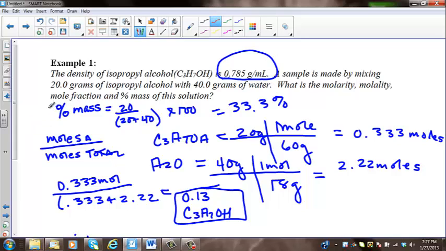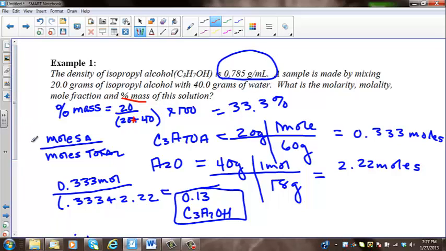Well, I started with percent mass first because that's pretty easy. That's right here. We just need the mass of the solute, which was 20 grams, over the mass of the solution, which was 20 plus 40. So 20 over 60 gave us 33.3% mass.